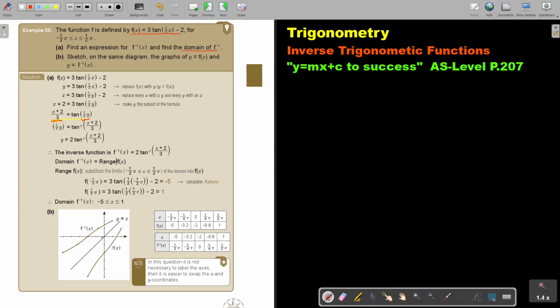Now, the domain of the inverse is the range of f(x). So we must first find the range of this one. So this is f, remember, this is f(x). So how do I do that? I substitute the limits of the domain, negative a half pi and a half pi, into f(x). In the place of x, just substitute the negative and press it on your calculator. And as soon as you see radians, make sure your calculator is on radians. So go mode, my calculator 2, now it's on radians.